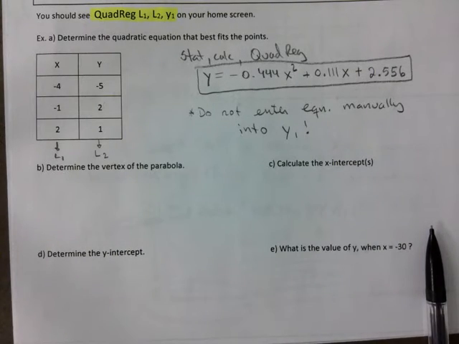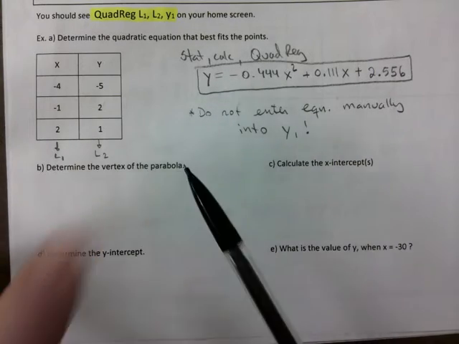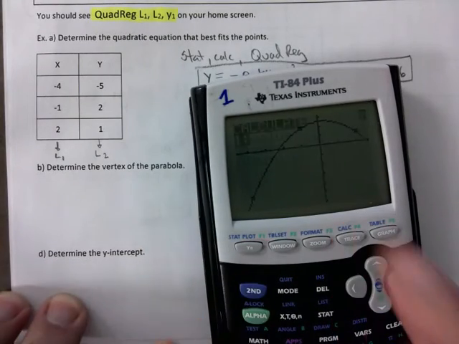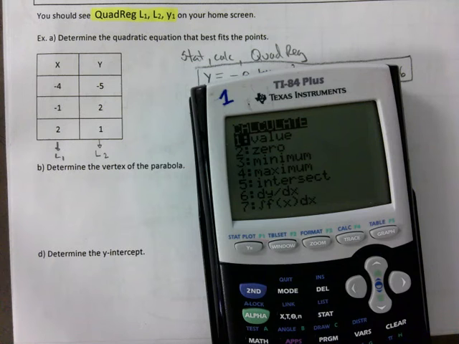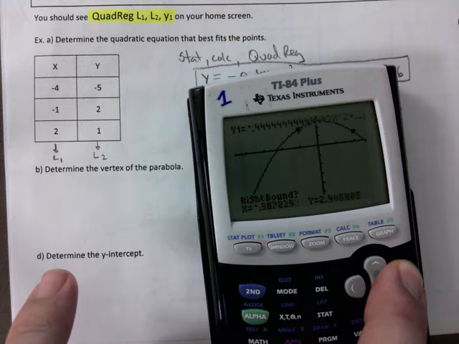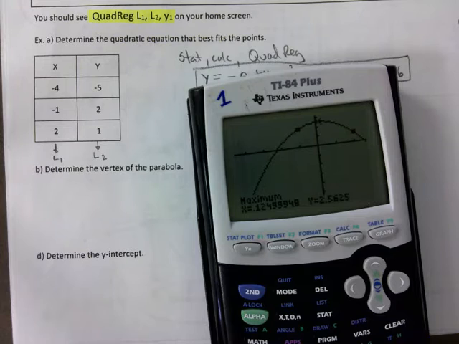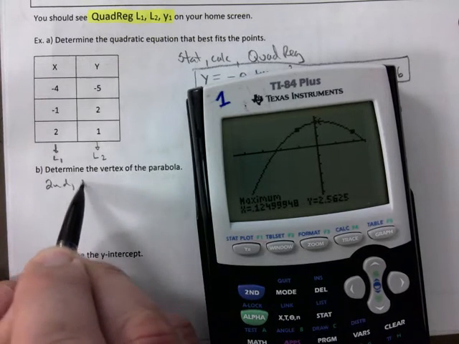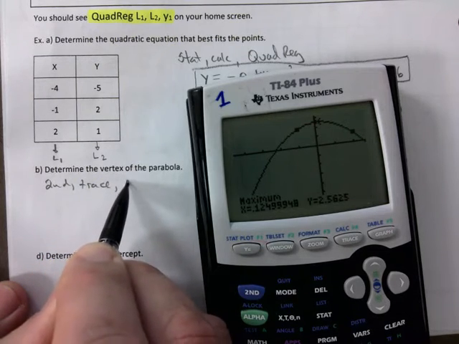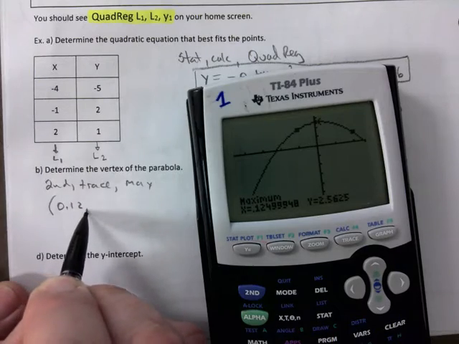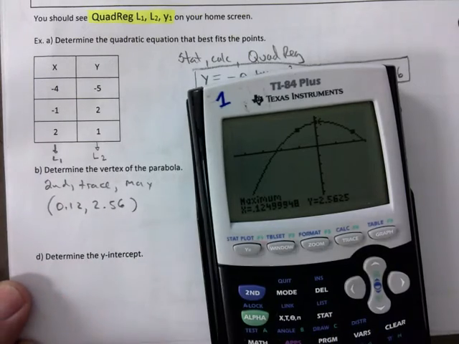Okay. Determine the vertex of the parabola. Let's go ahead and find that. You should be able to do that right now. Second trace, we're going to use max, right? So you go enter to the left, enter to the right. And so the maximum, we're going to go second trace max, and it's 0.12, 2.56.